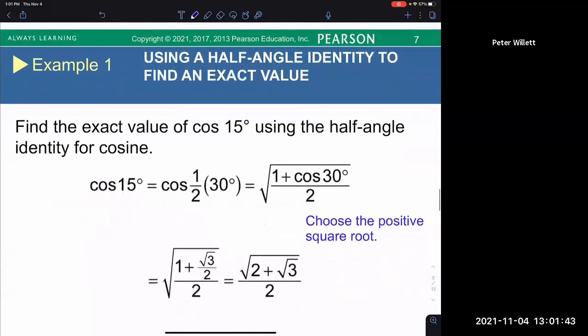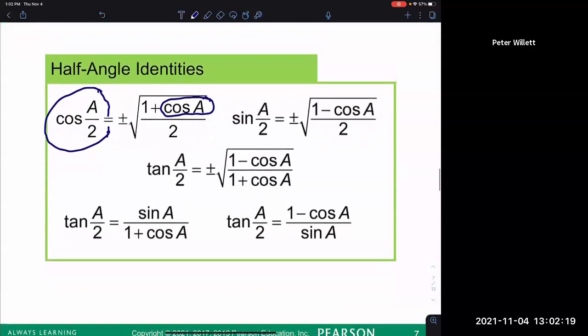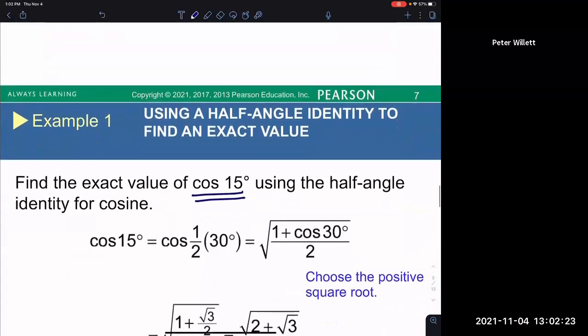So in example 1, using a half-angle identity to find an exact value. They tell us to find the exact value of cosine of 15 degrees using the half-angle identity for cosine. And so again, what does this allow us to do? It allows us to say if the result that we want has an angle that is half of an angle that we know the result for, then we can evaluate it using this formula. So in this case, if a over 2 is 15 degrees, then that would be half of 30 degrees. So this leads us to the 30-degree angle for the half-angle identity for cosine.